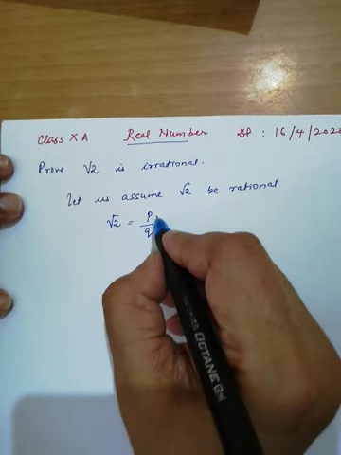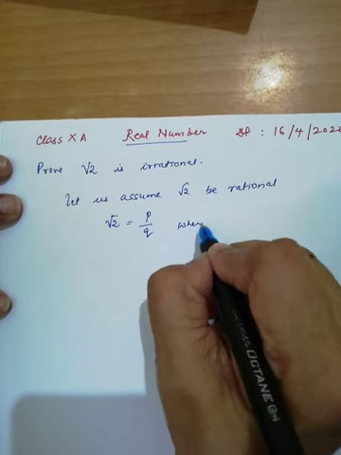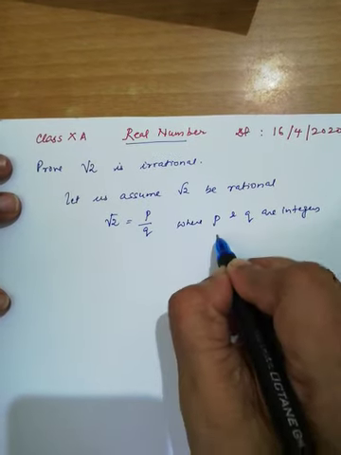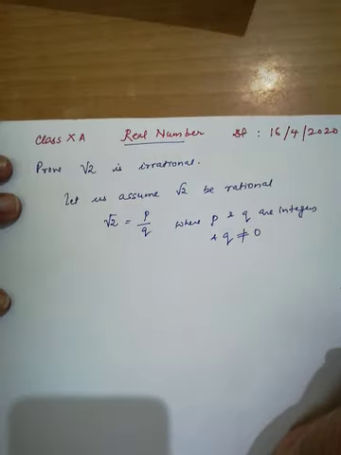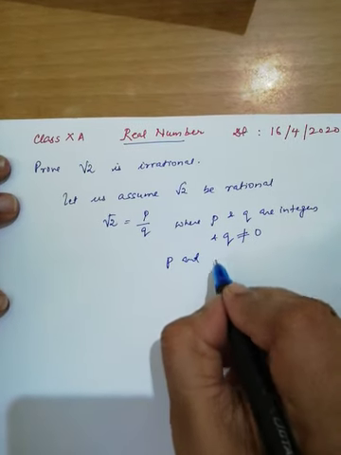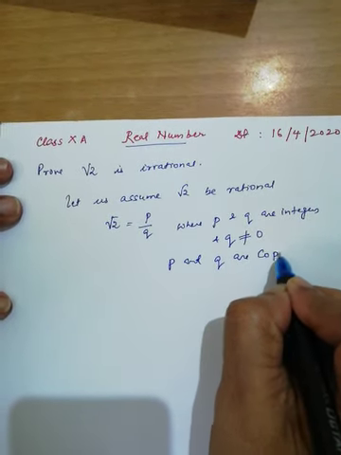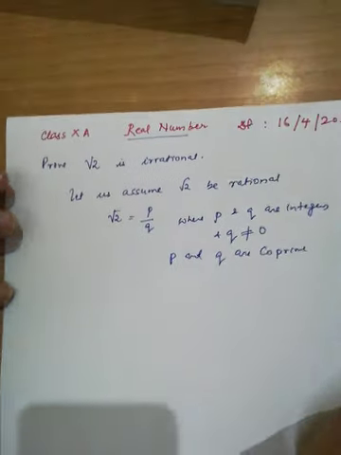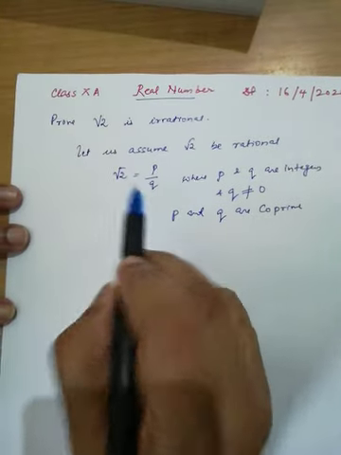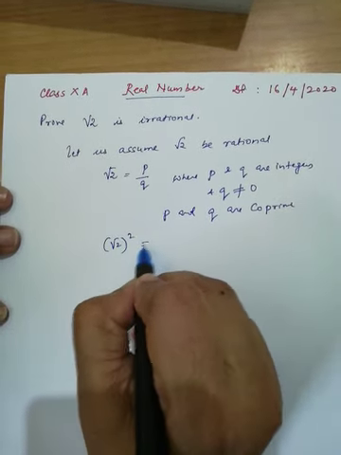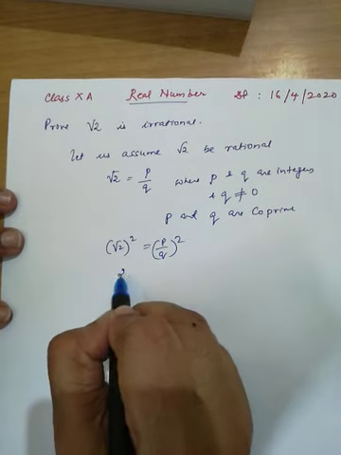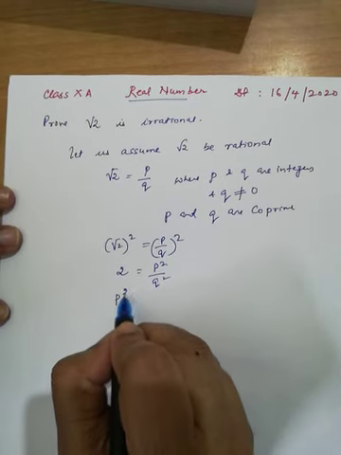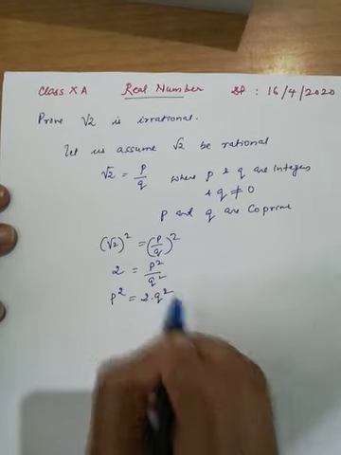That is very important here. P by Q, where P and Q are integers and Q is not equal to 0, and P and Q are co-prime. Very important, you have to write it. That means they do not have any common factor other than 1. Now we will square both sides. When you square both sides, what you get is 2 is equal to P square by Q square, or we can say that P square is equal to 2 into Q square.